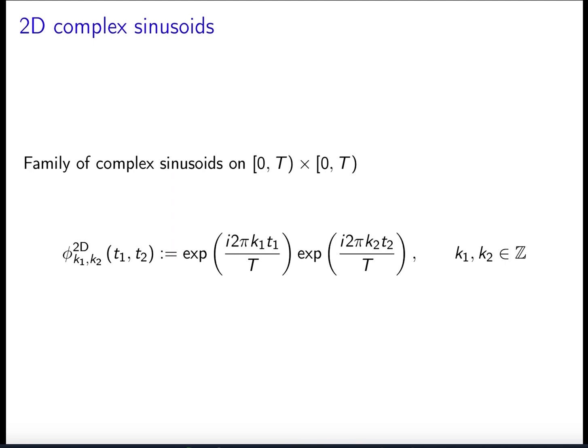So now, as in 1D, we're going to define a family of complex sinusoids that have frequencies that are integers.